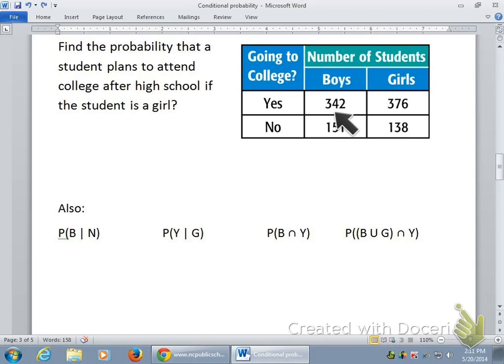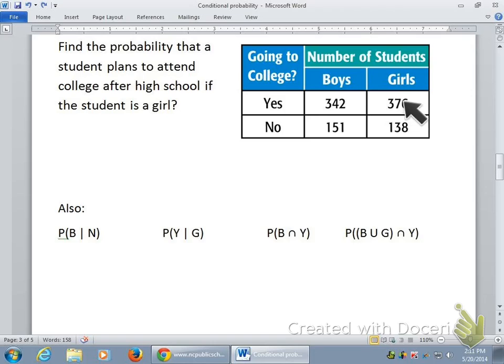What does this number 342 mean? It means... Exactly. There are 342 boys that said yes, they're going to college. How many girls said yes? 376 girls said yes, they're going to college. How many boys said no? 151 boys said no, they're not going to college. And of course, 138 girls said no, they're not going to college.